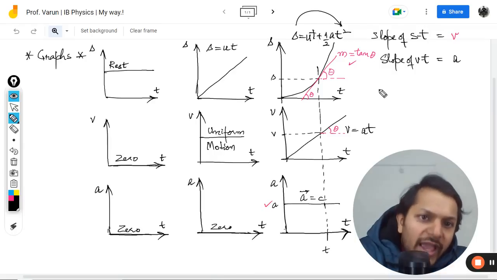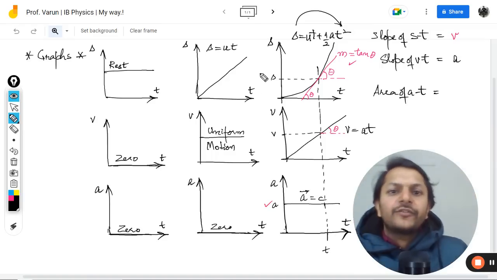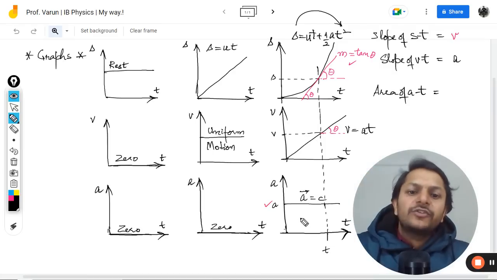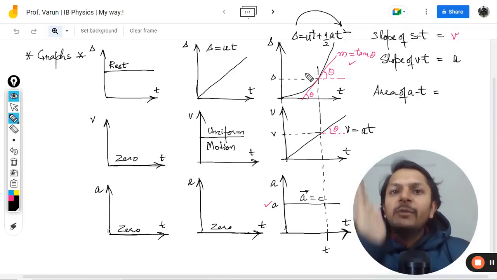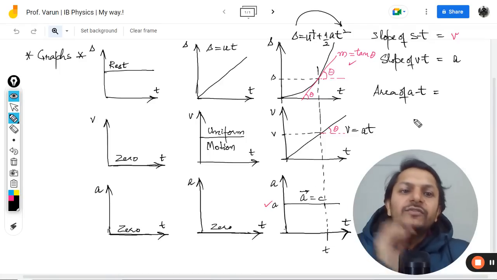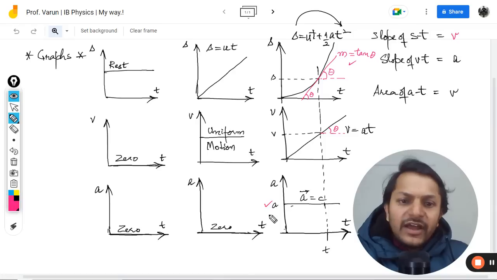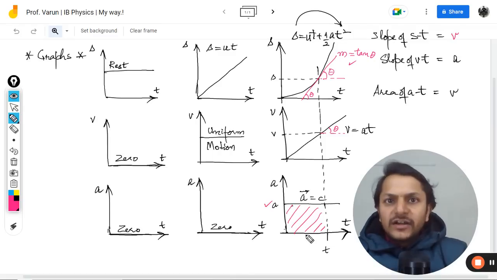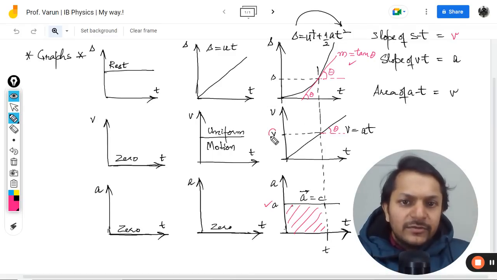What next now? Area. Area of the at curve. Now, earlier we were going down, like from the st curve, we were trying to find the value of v. From the vt curve, we are trying to find the value of a. So we were going downwards. But now we are going upwards. So the area of the at curve will give you velocity. This is the area that we are referring to. So the area of the at curve will give you the instantaneous velocity, that is this value.